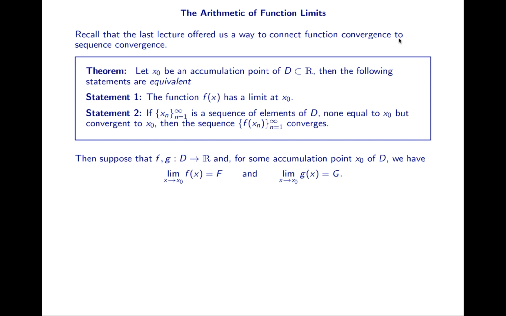Suppose, for example, that f and g are functions from d to r, and that x naught is an accumulation point of d. Let's suppose that the limit as x approaches x naught of f is big F, and the limit of g at x naught is big G. In other words, f and g both satisfy statement 1. Right? Both are functions with the limit at x naught.